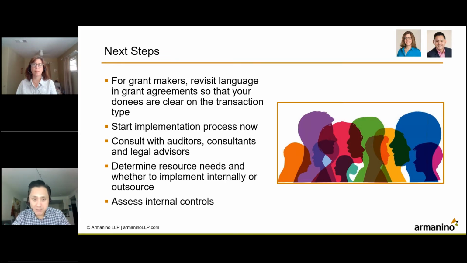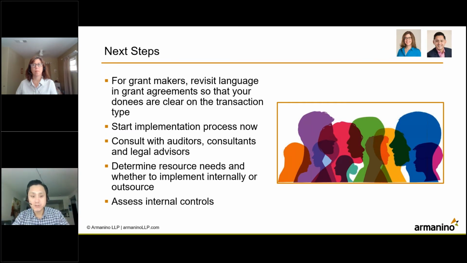Start the implementation process now if you haven't already. Use all the resources available to you. Consult with your CPAs, your legal advisors, your consultants. There are a lot of folks out there that can help the nonprofit community. Think about any resource needs that you may have to implement 2018-08 and 606 for that matter.